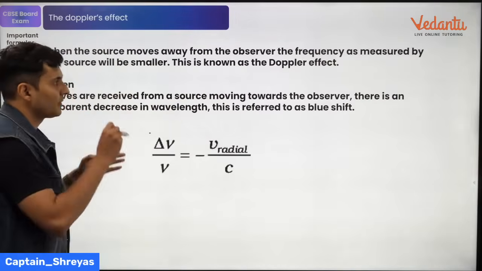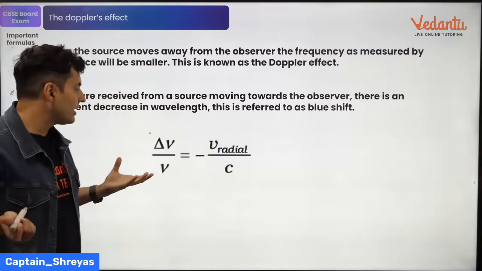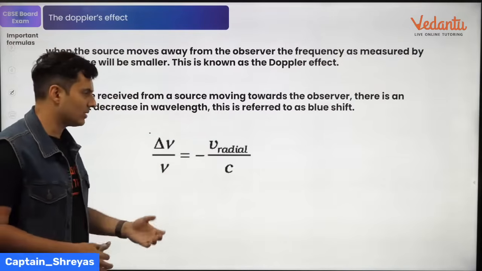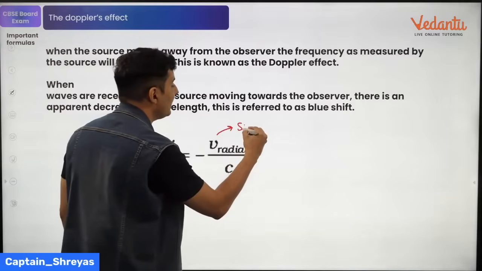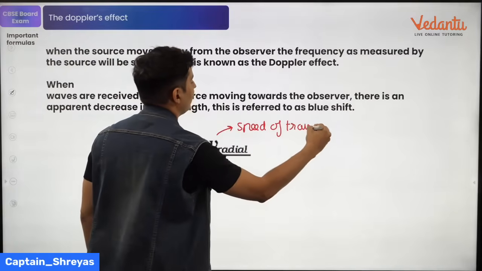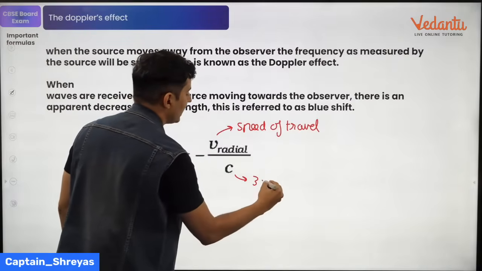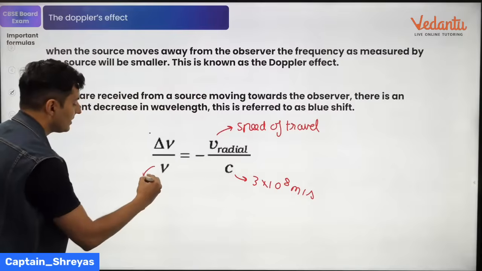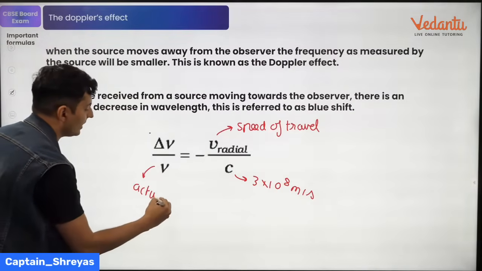So the source might be producing one frequency. You might be seeing a difference in the frequency because of the velocity. This is the speed with which you travel. This is the speed of your travel. This is obviously 3 into 10 to the power 8 meters per second. This is your actual frequency.